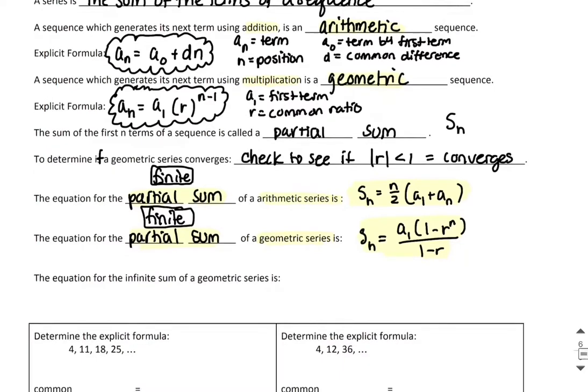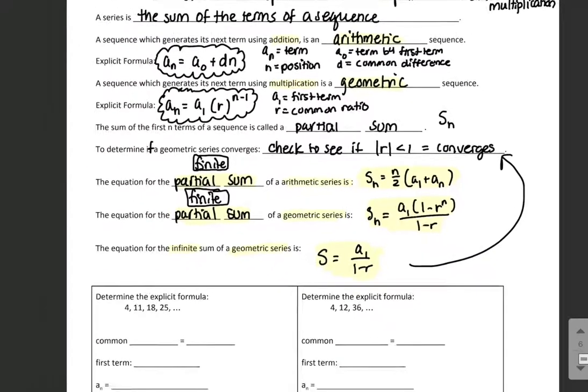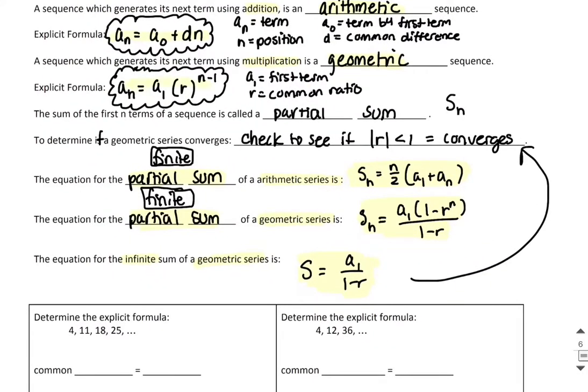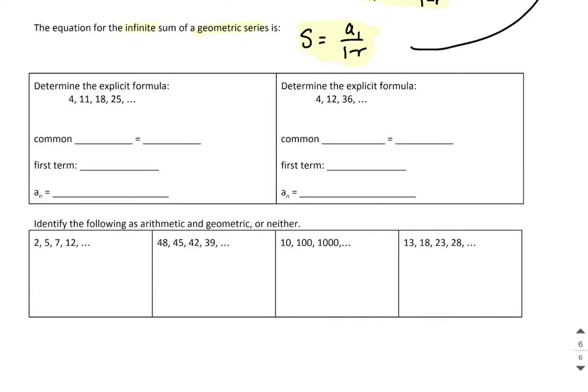And then the equation for an infinite sum of a geometric series is s is equal to a sub 1 over 1 minus r, and I can only use that if the absolute value of r is less than 1. Otherwise, I have no sum because the series does not converge. So this is for an infinite geometric series, the formula. So those are the 3 formulas you need to know for sum. These are the 2 formulas that you need to know for the sequences.